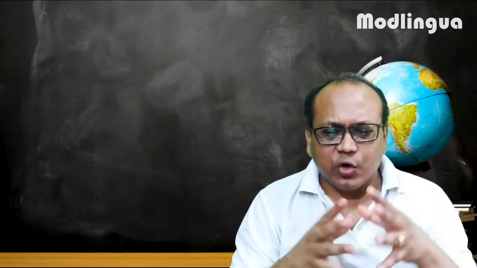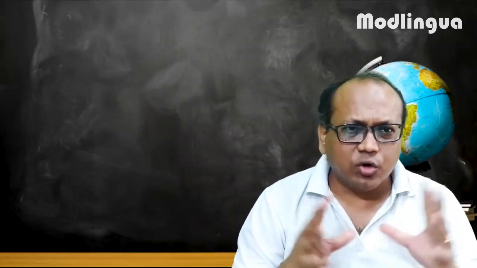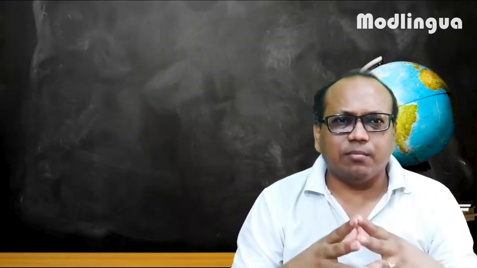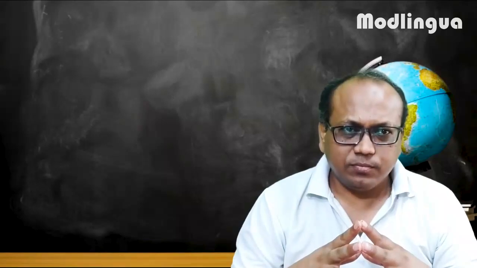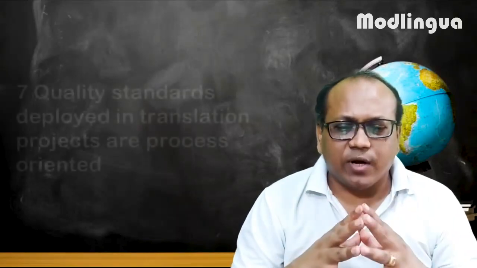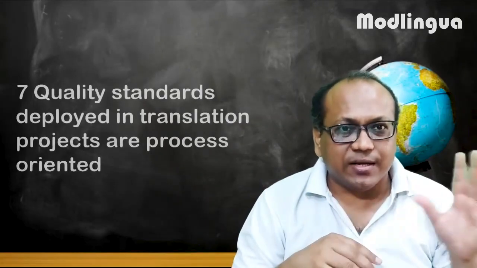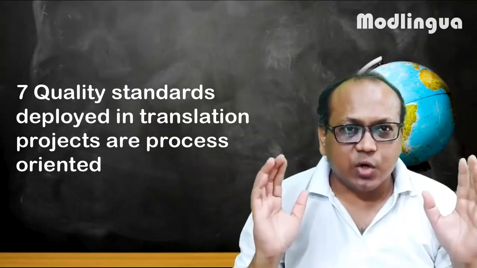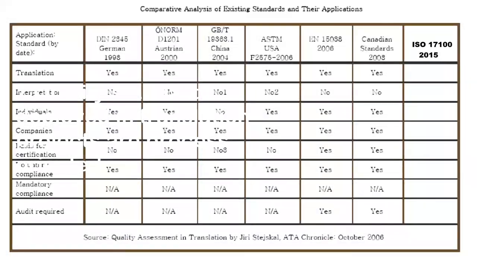So there are 9 I have defined for you. Out of these 9, 7 of them are process oriented. The first one is DIN from Germany, which started in 1995. The second one is the Austrian one, which started in 2000. The third one is the Chinese one, 2004.